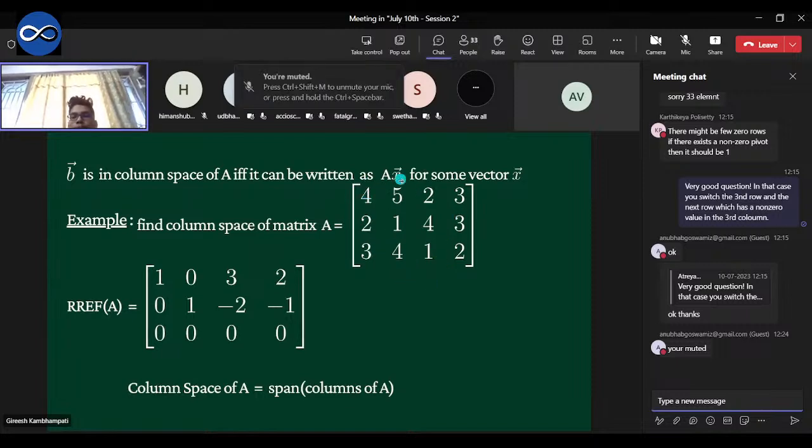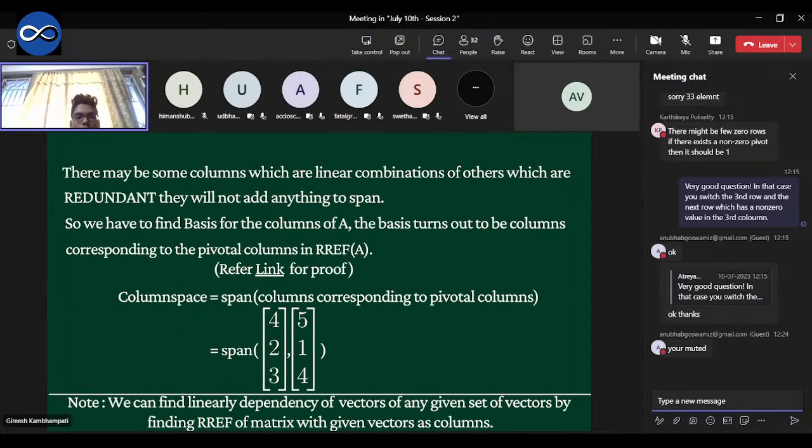There are only (4, 2, 3) and (5, 1, 4) in the basis, which means the vector (2, 4, 1) and the vector (3, 3, 2) can be written as linear combinations of these first 2 vectors. So these 4 vectors, (4, 2, 3), (5, 1, 4), (2, 4, 1), (3, 3, 2), are linearly dependent, because at least one vector can be written as a linear combination of others. They are not linearly independent, they are linearly dependent. In this way we can find linear dependence. So this is another use of RREF.